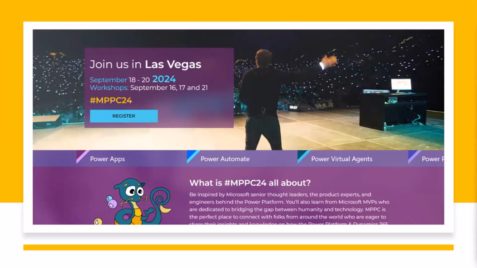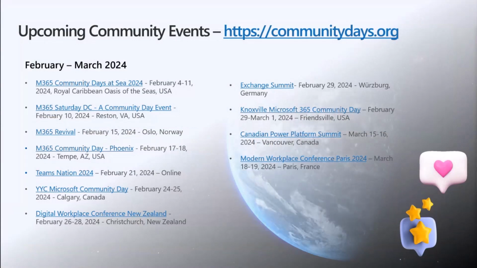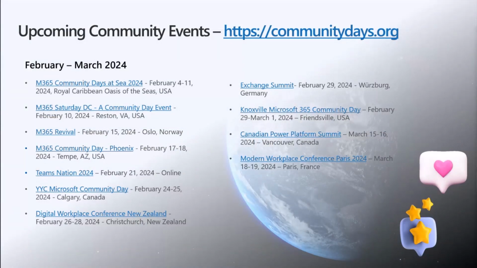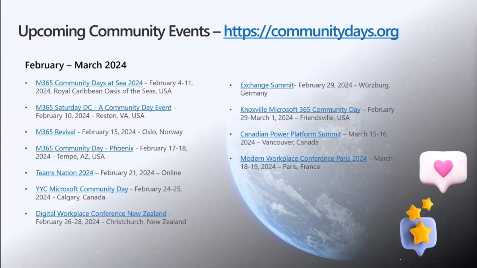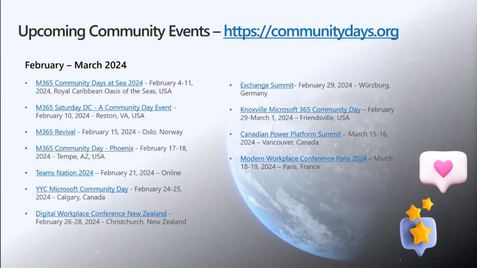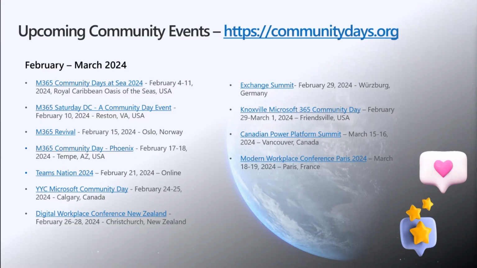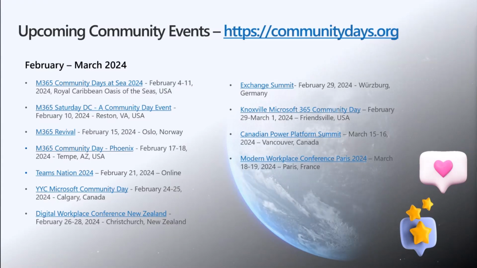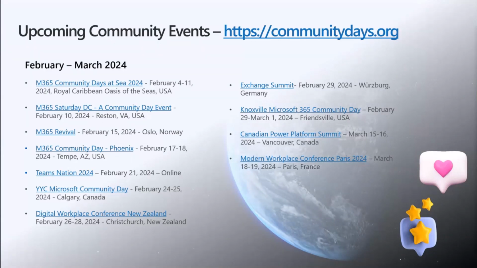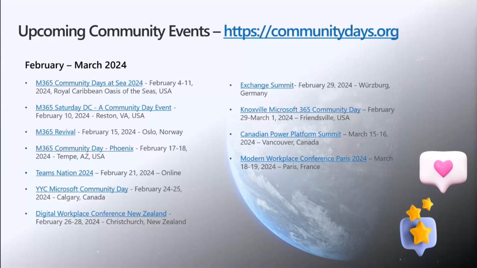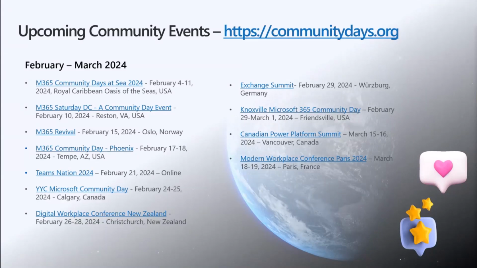Now, on top of that, there's a lot of community-powered events, which you can all find out from communitydays.org, which is the location where all of the community events are being listed. Right now, you just missed the M365 Community Days at Sea 2024. So the Royal Caribbean Oasis of the Seas left, I think, yesterday from Miami, and it's now cruising around the Caribbean. That's a pretty cool way of doing community days and conferences, for sure. Other options are available all around the world. So check them out. Most of these are free. Some of them might have a small cost. Some of them might be remote, so you don't have to be in person to join them.